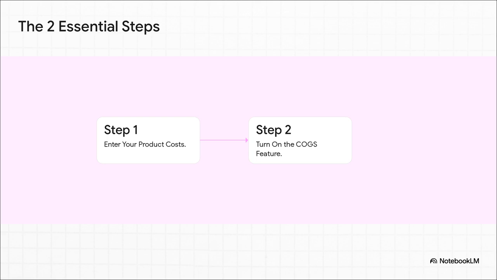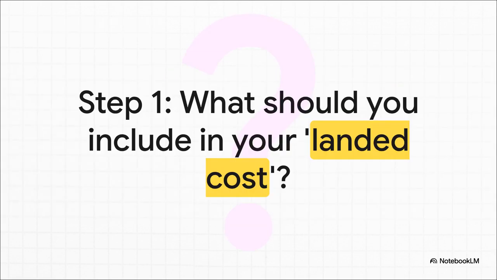But let's take a closer look at that first step because it's super important to get it right. So before you type a single number, you have to ask yourself this question. What costs am I including? This is what's known as your landed cost. Basically, the total price to get a product into your hands and ready to sell.